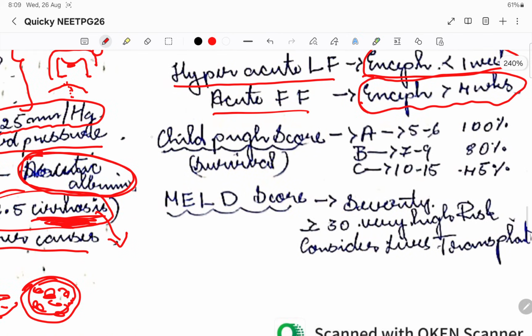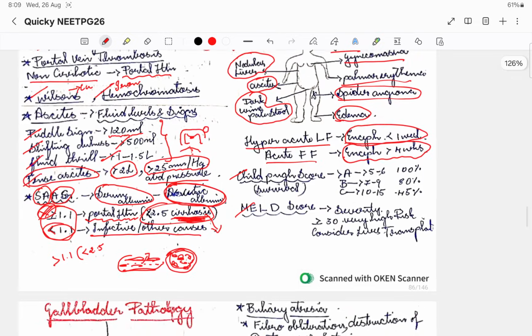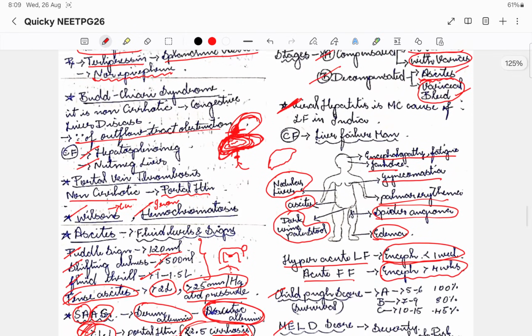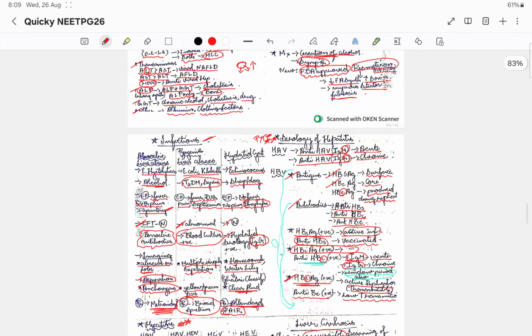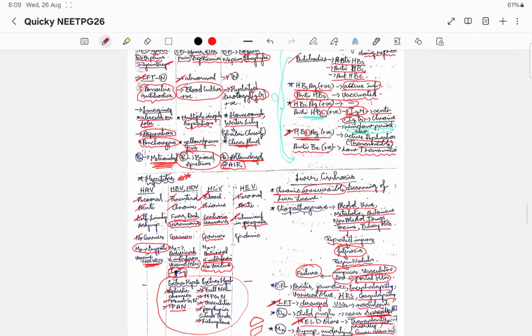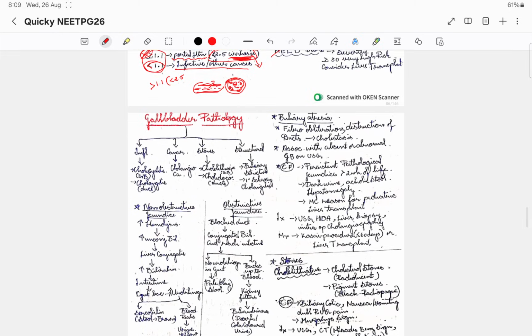Then I told you, right, Child-Pugh score and MELD score is basically what is telling the severity and the transplant need. So this is how the survivability and the transplant need will be decided by the Child-Pugh score and MELD score. So this is all and everything you need to know with respect to hepatology. Now we'll move on to gallbladder pathologies.